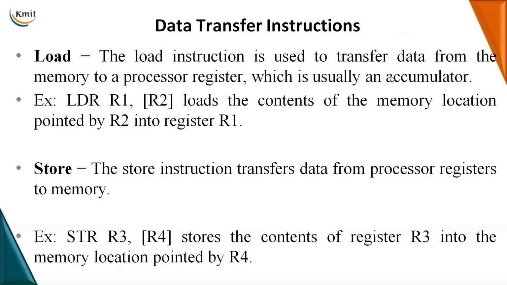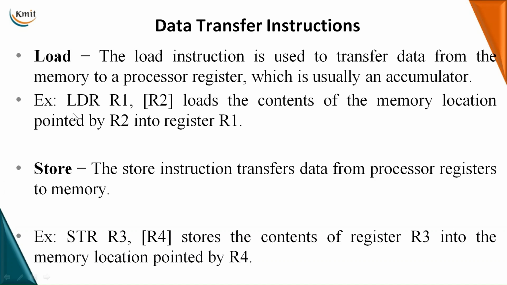The first type of instruction is the load instruction. We have already come across the load and store instructions when discussing different types of instructions like memory reference and register reference. The load instruction is mainly used with respect to the memory. It is used to transfer the data from the memory to a processor register. The contents of the memory can be loaded into the processor register with the help of the load instruction, and the processor register will usually be an accumulator.